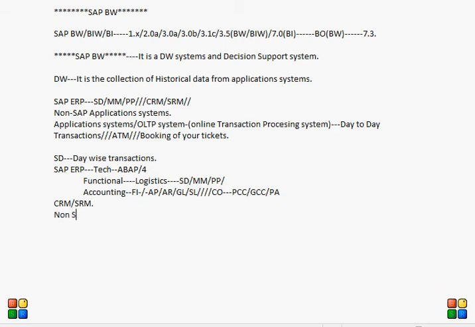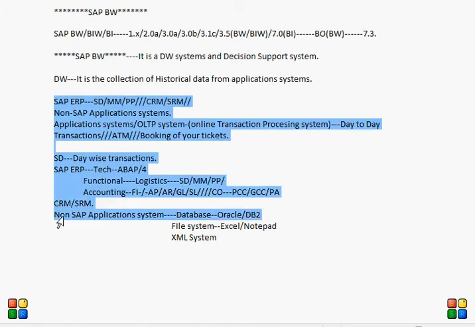Now let's talk about non-SAP application systems. In fact, we use non-SAP application systems to get the data from those particular application systems. So what are the types of non-SAP systems? If it is a database system, it might be Oracle or mainframes. And if it is a file system, like Excel, Notepad. If it is an XML system. Alright, so this is about your data warehouse, which is the collection of historical data from application systems, and these are all these application systems.